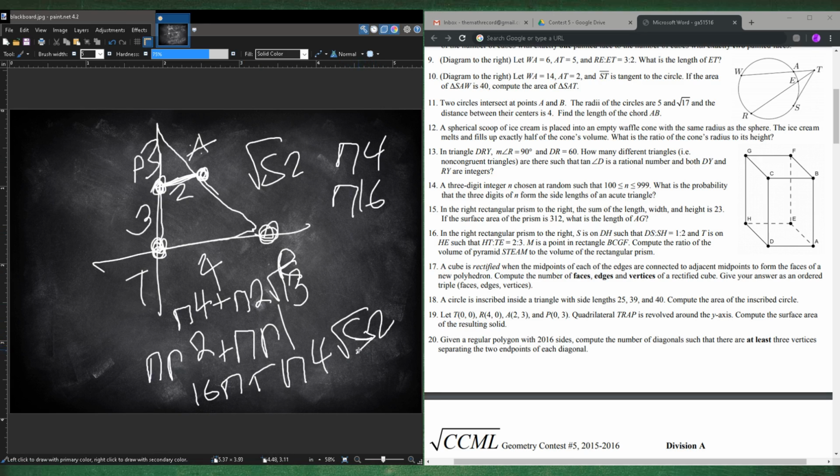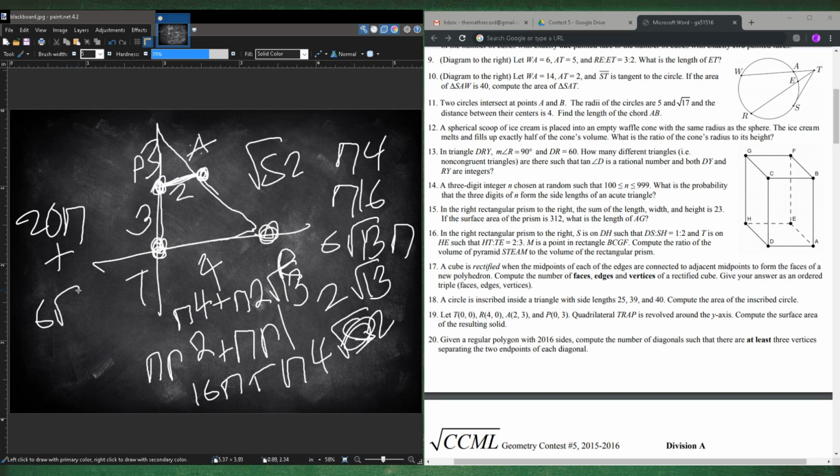4 square root 52 is the same thing as 8 square root 13. So 8 square root 13 minus 2 square root 13 is 6 square root 13. So this is 6 square root 13 pi. So adding them all together, you have 4 plus 16 is 20 pi, plus 6 square root 13 pi. So that's your answer: 20 pi plus 6 square root 13 pi.